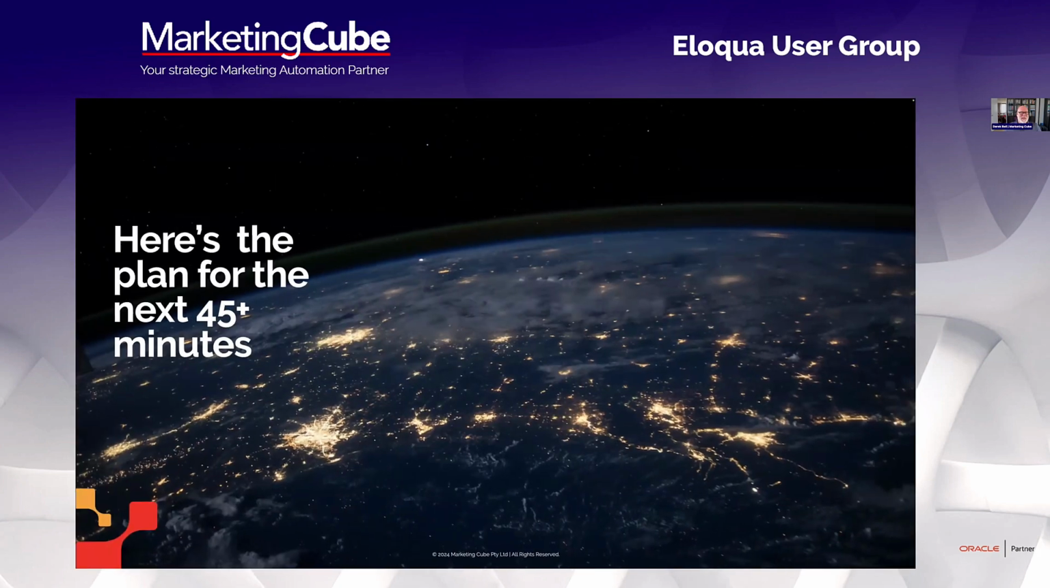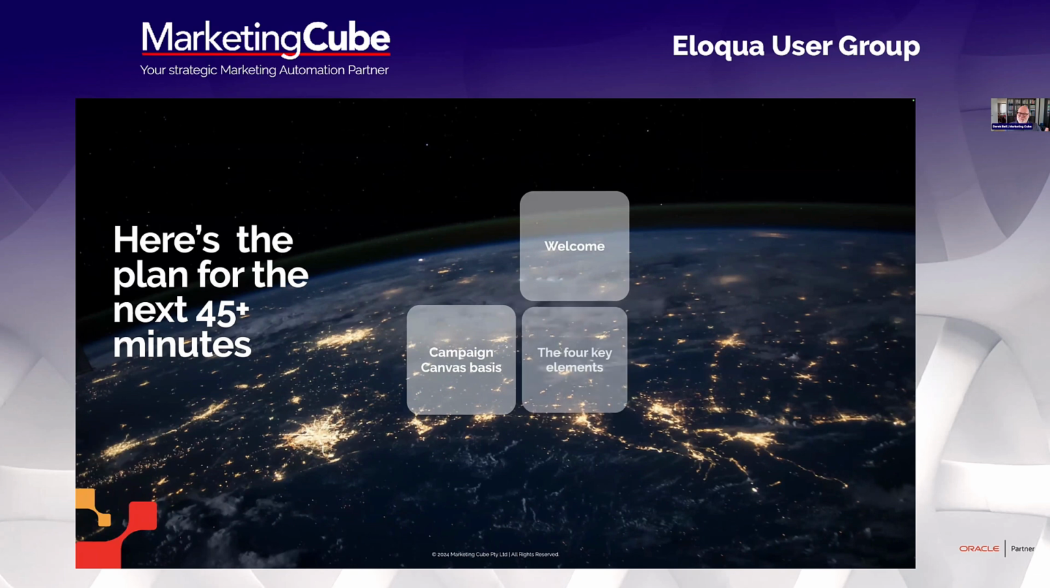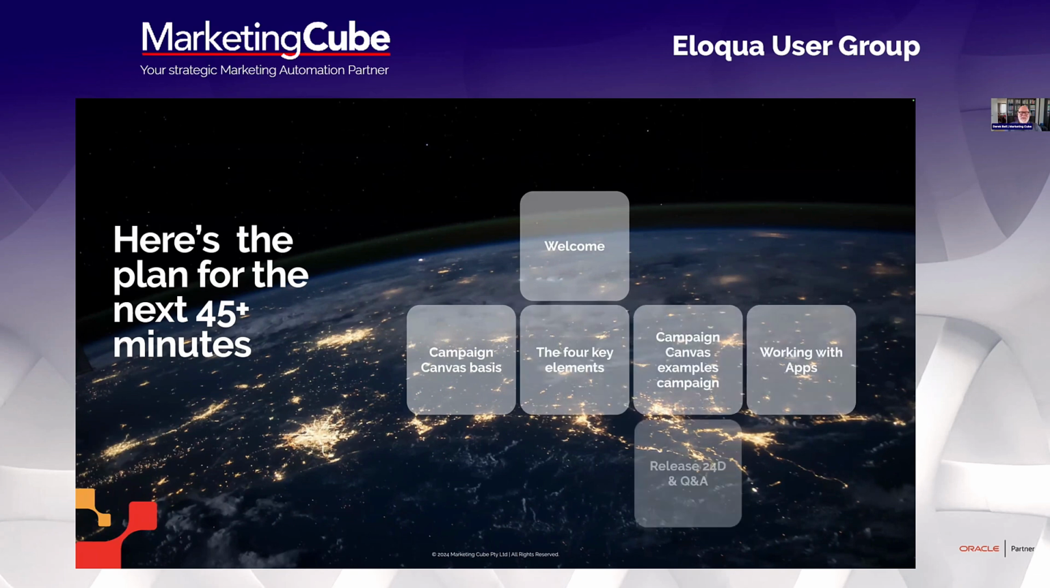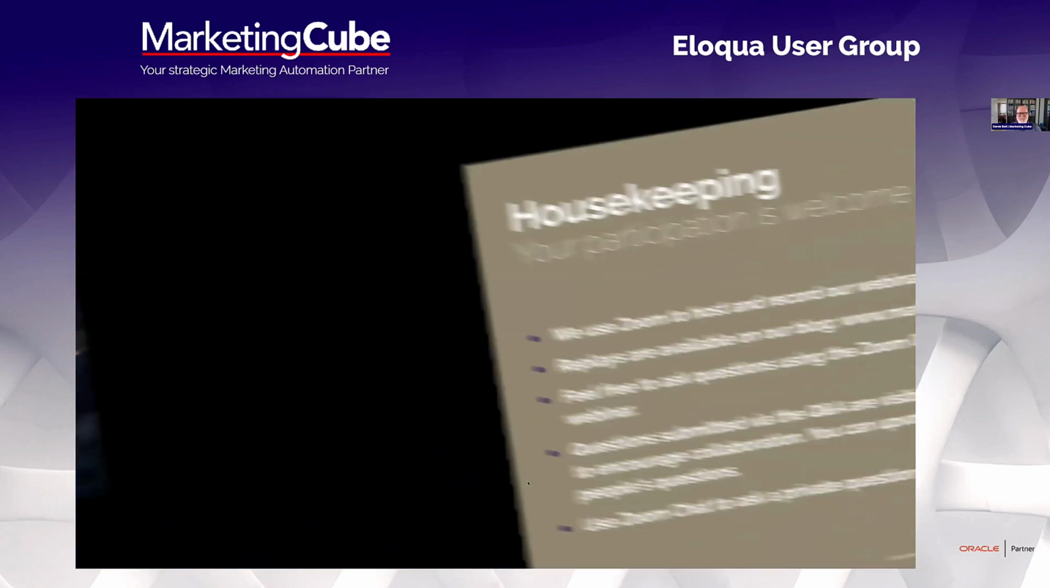So what's the plan for the next 45 minutes? Welcome, obviously. Campaign Canvas Basics is where we'll begin. We'll look at the 4 key elements, then Campaign Canvas examples. We'll look at a webinar and a newsletter, and also working with apps, because apps become a really important part quite often with the Campaign Canvas. And if we have time, we will look at Release 24D and Q&A.